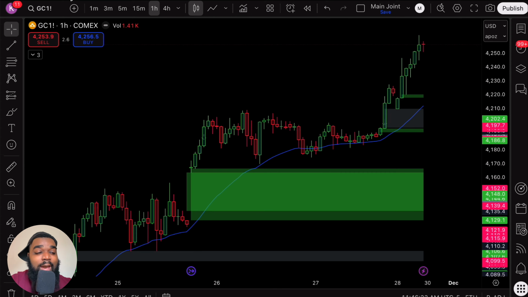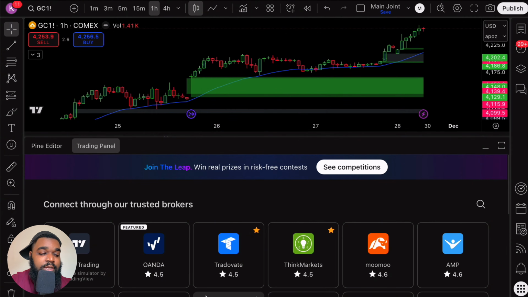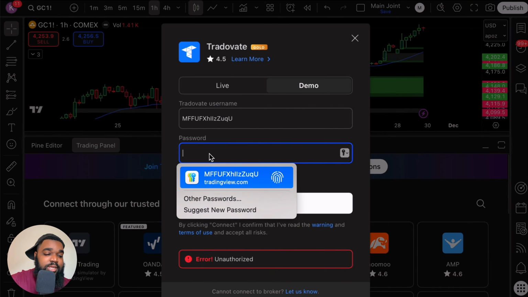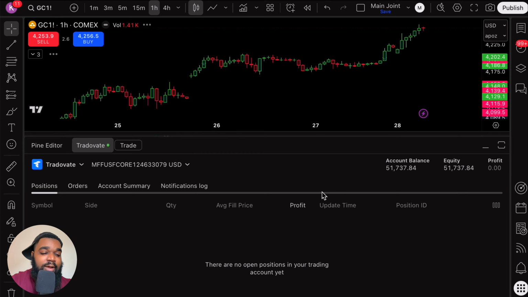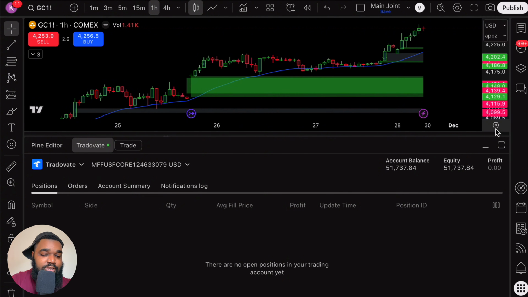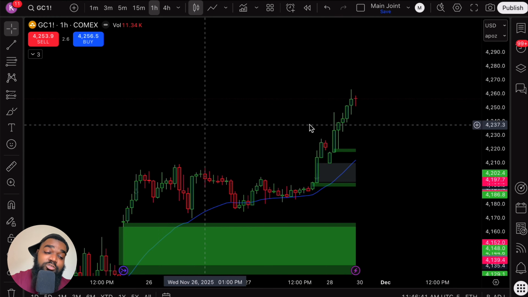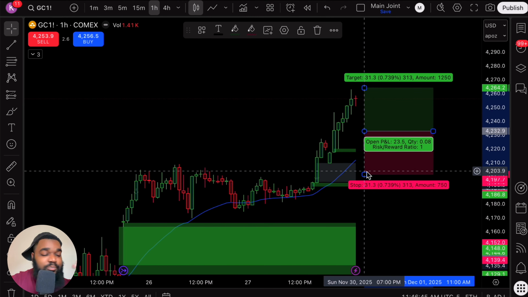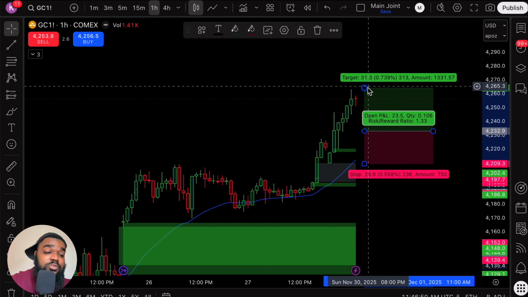Then you'll go back to TradingView, go to the trading panel, and then go to Trade, which I have starred, and put in your account. After you do that, it should log you in so you can place trades on TradingView. You don't have to use any other platform. You can only trade on TradingView, which is really, really helpful.